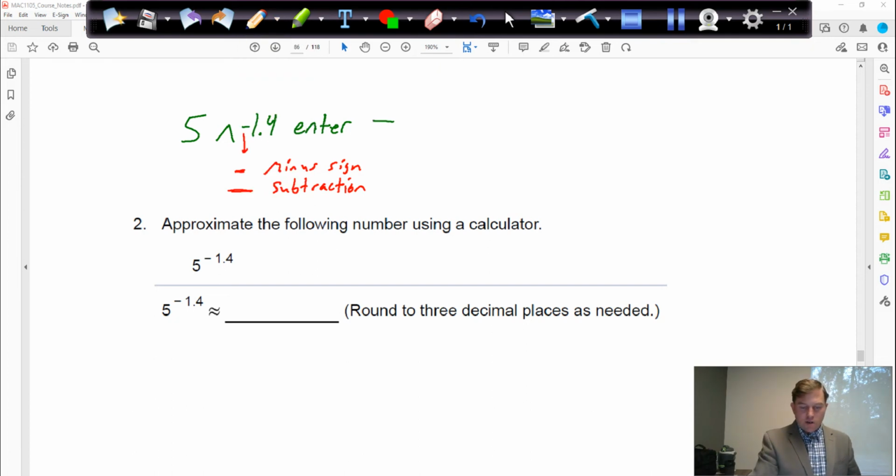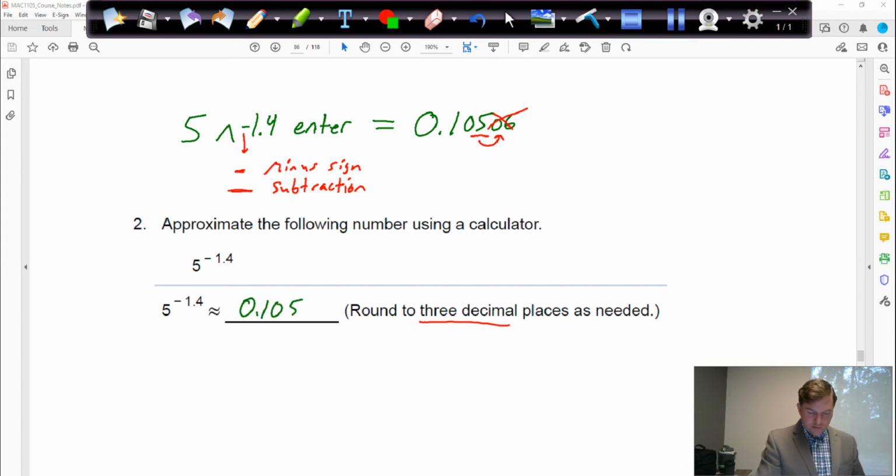And when you hit enter, you should get for this one 0.10506. And they want us to round to 3 decimals again. So stand on the third number, look to the right, it's 4 or smaller, so you just dump everything. So we would say the answer is 0.105. And that's number 2, just more calculator practice.